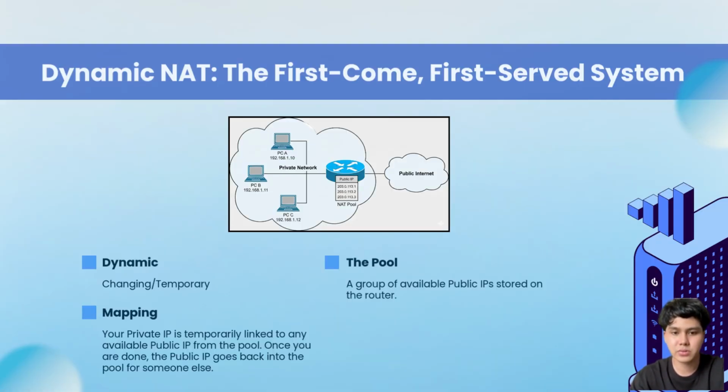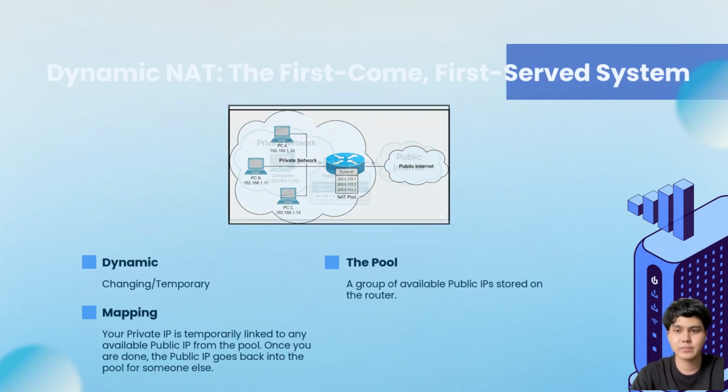So this is the basic rule. If a device wants to go online, the device will borrow an IP from this pool. This assigned IP address is not permanent and it will not be yours forever. It's only used temporarily for the duration of connecting. This allows us to share a smaller number of public IPs among a large group of private computers.